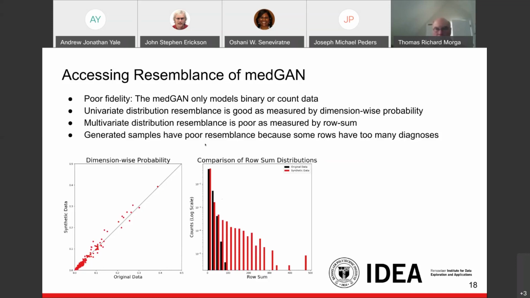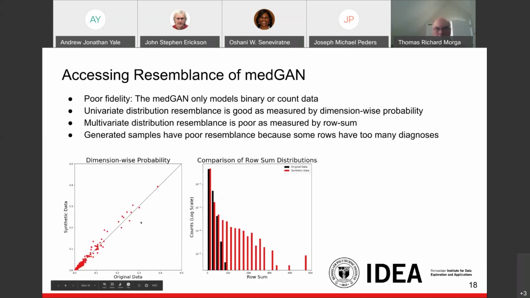What they were really striving towards was achieving a good dimension-wise probability, which was basically column sparsity. They wanted to see, across a population of people, a very similar percentage of patients with these specific diagnoses. And they were achieving that. Here, this is the original data, each dot is a column, and this is the synthetic data. You're trying to be on this line, where in the original data 40% of the patients had this diagnosis, and in the synthetic data you also get around 40% having that diagnosis.